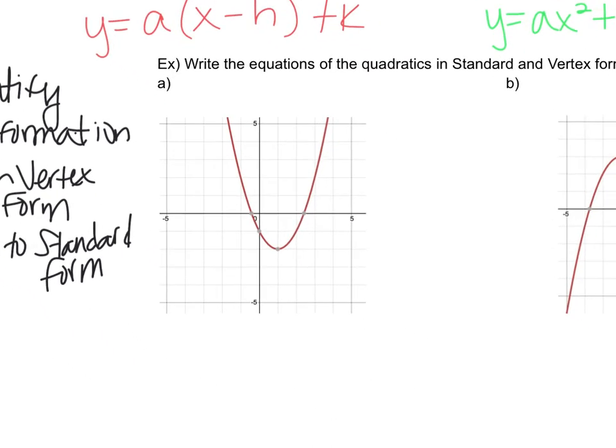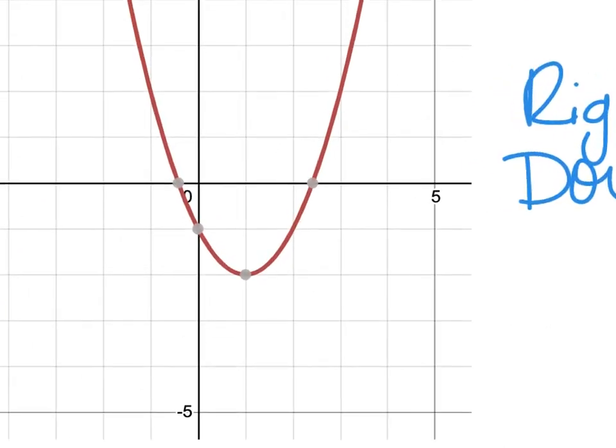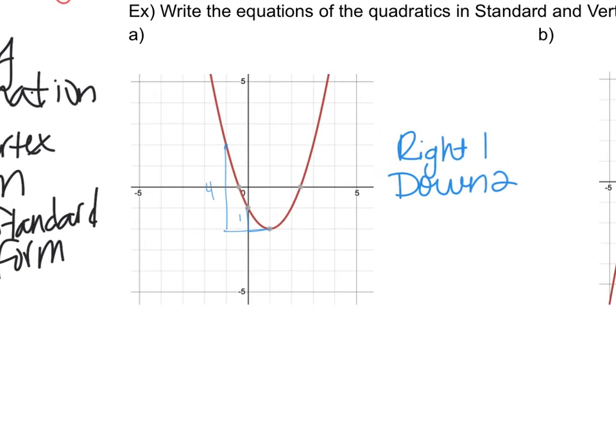Okay, so on letter A, what is happening in this graph? It looks like it's been shifted right 1 and down 2. Is there a shrink or stretch? Well, let's see. Looks like we have over 1, up 1, that's good. Over 2, up 4. Okay, so then that means there has not been a shrink or a stretch because that's just like the parent function. So it's only been shifted right 1 down 2.